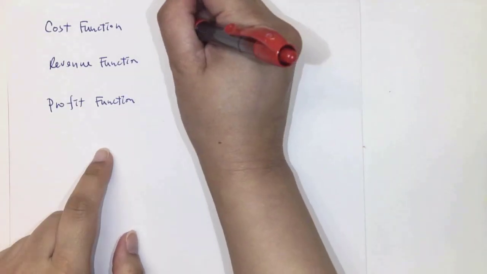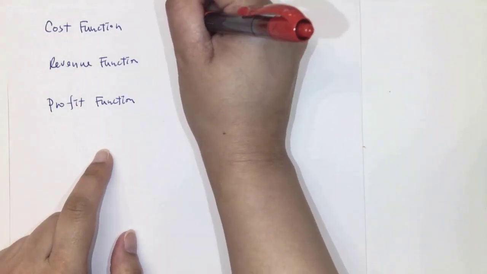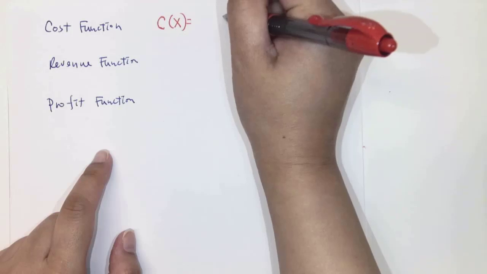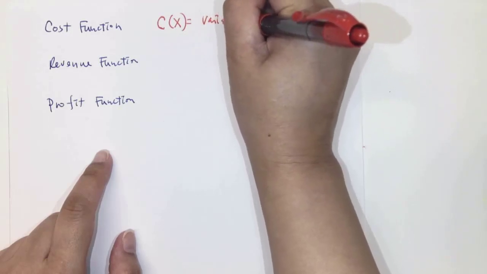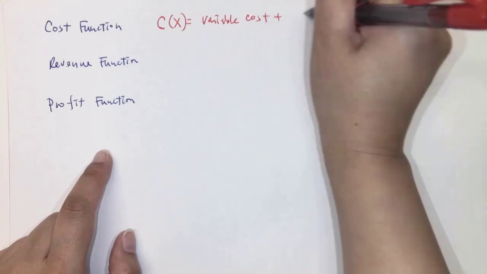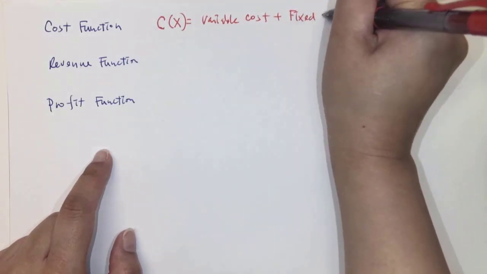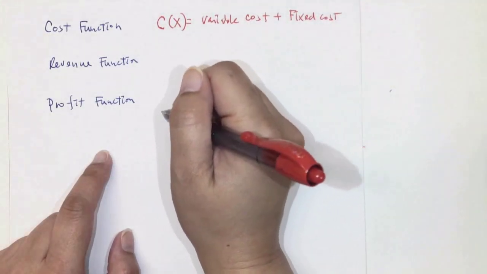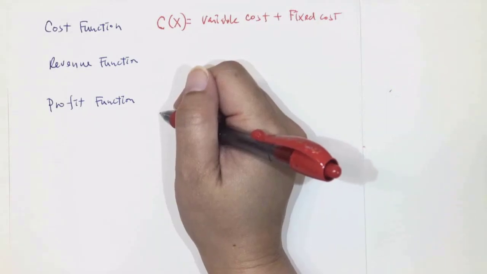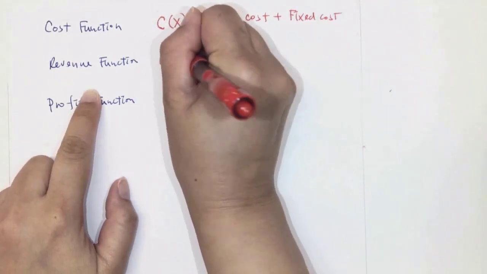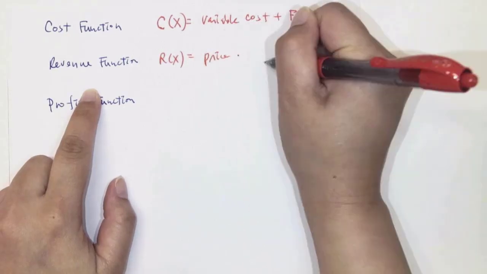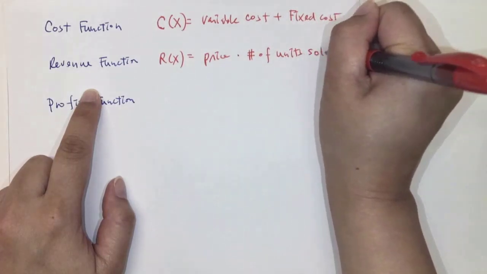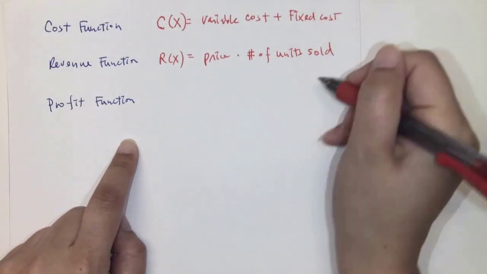Okay, cost function, we use what to represent? C of x will equal to what? Variable cost plus fixed cost. Everybody okay? Revenue function, we write what? R of x equal to price times number of units sold. So this will not be given to you. You need to practice and remember them.